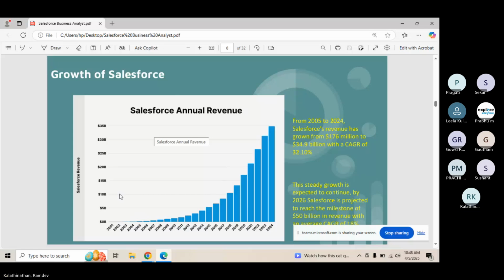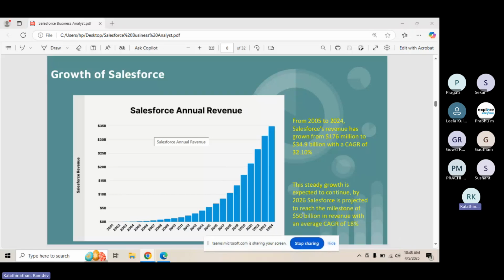And in 2026 the projection is about $50 billion. So this is all about Salesforce as a product. Now why I'm talking about Salesforce as a product and Salesforce as a company is, if this trend actually grows, then the demand for Salesforce BAs and the demand for developers will still go up. That's evident, right? So I just wanted to show you how it has grown in the past.